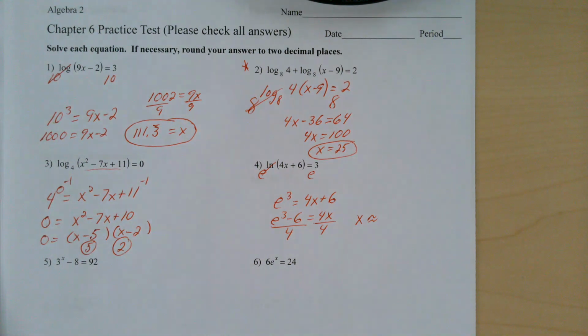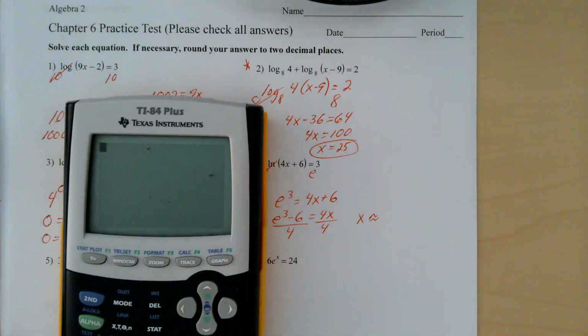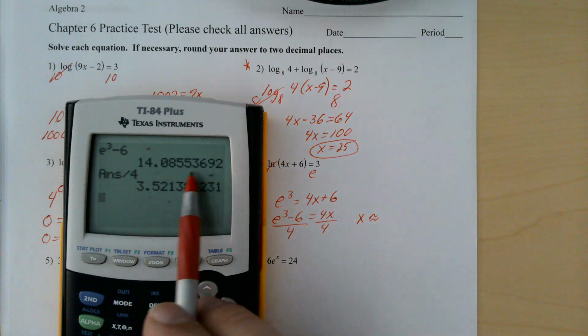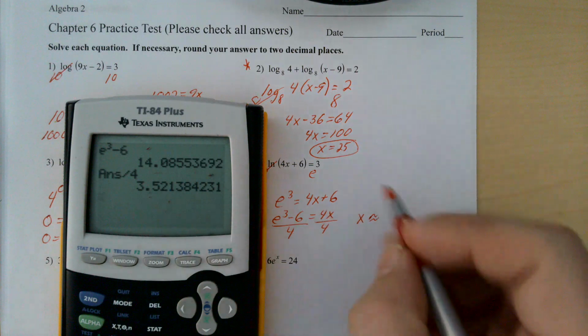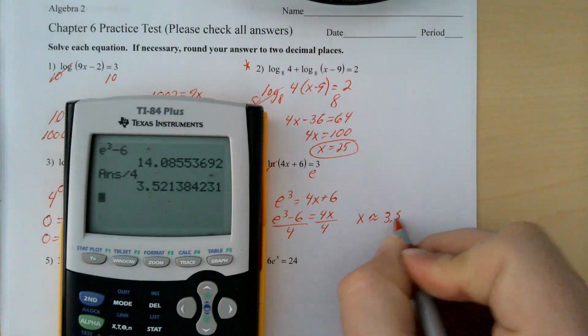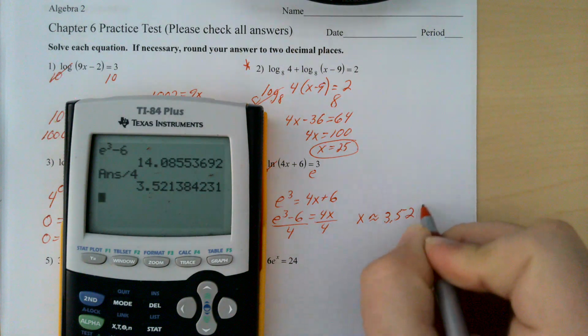Let me grab my calculator so you can see how I'm going to type this in. I need to ask the calculator to take e, so second ln, cube it, and then push away so that we subtract our 6. I'll hit enter, and then I'm going to divide by 4 right away. I don't really need to copy down that answer, but this answer is about 3.52.